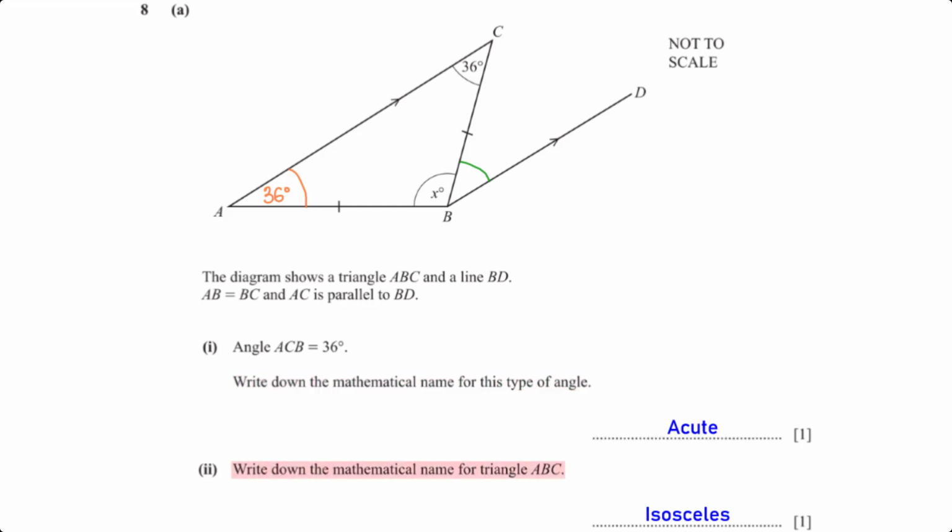Write down the mathematical name for triangle ABC. Triangle ABC has two equal sides. A triangle with two equal sides is an isosceles triangle.